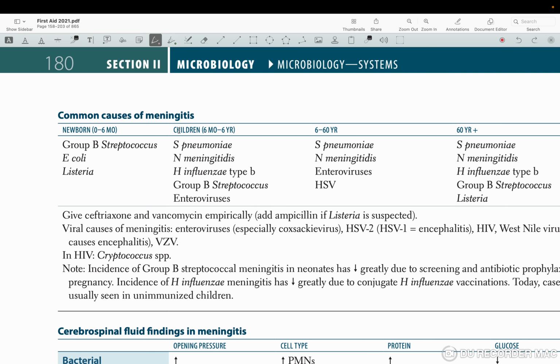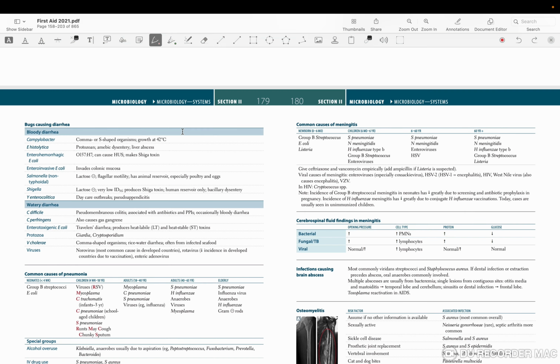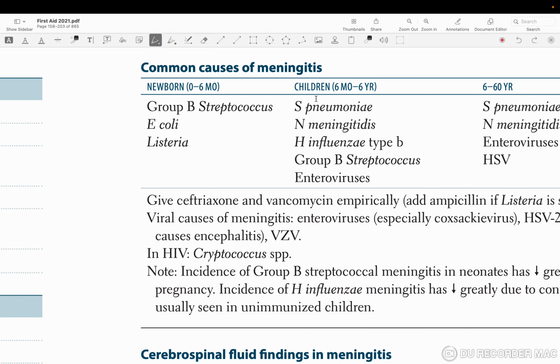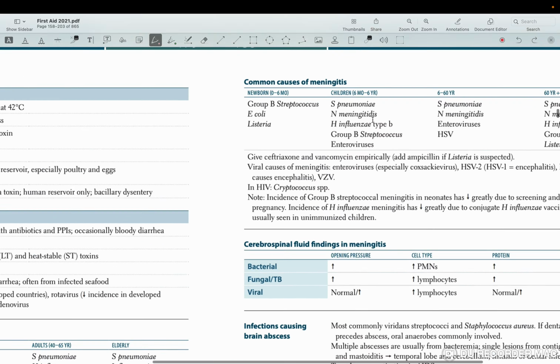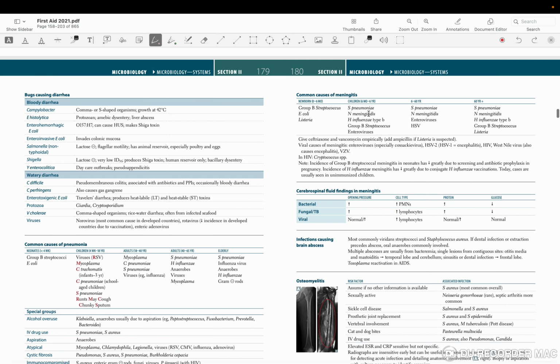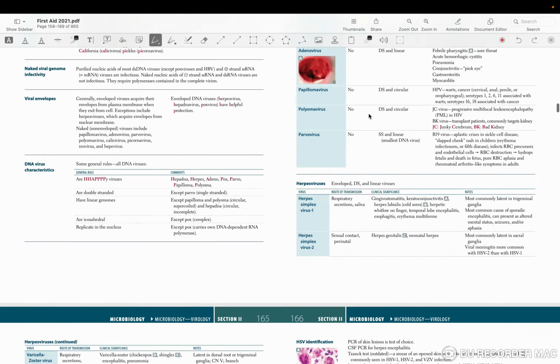If it was actual children, the most common cause of meningitis is not Neisseria meningitidis. It's still Strep pneumoniae, okay? So that's important. The most common cause of meningitis in children is Strep pneumoniae, not Neisseria meningitidis. Neisseria meningitidis is the second most common cause.